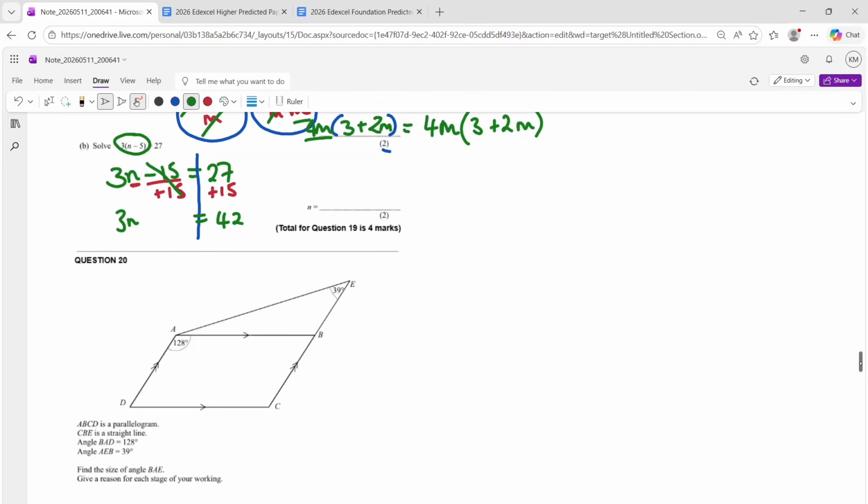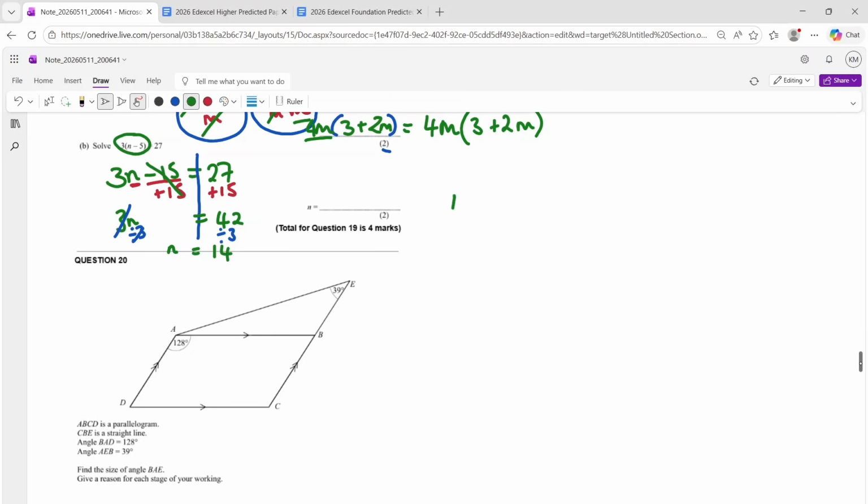And then I've got 3 lots of n, which means times. The opposite of times is to divide. So divide by 3 on both sides. Divide and times by 3 cancel each other out. So that leaves me with just n. And 42 divided by 3 is going to be 14.